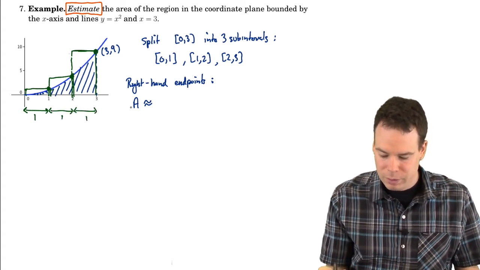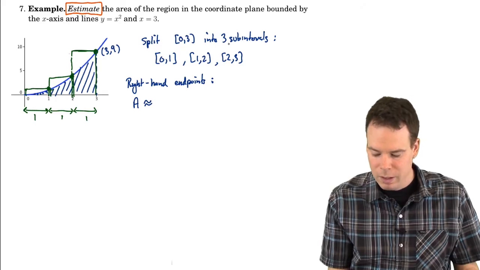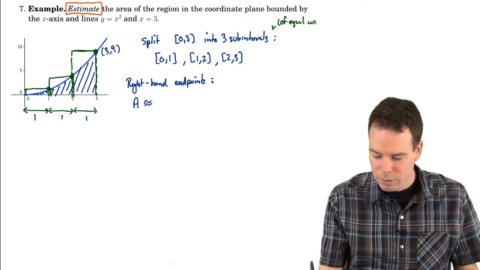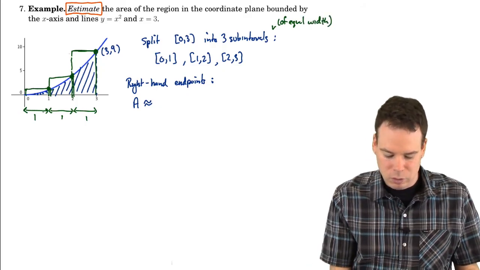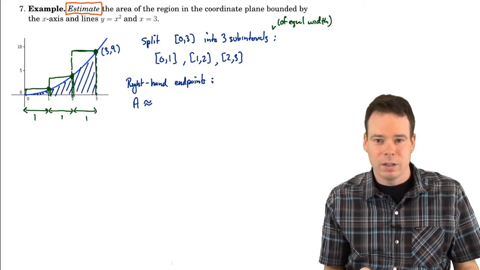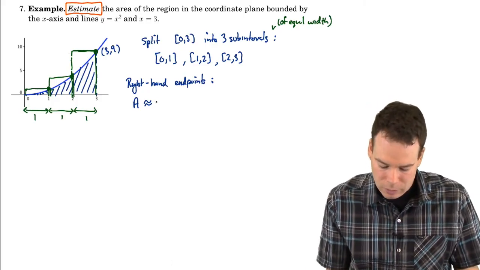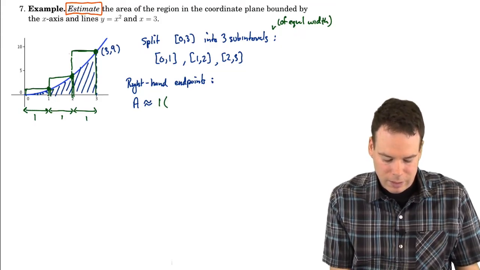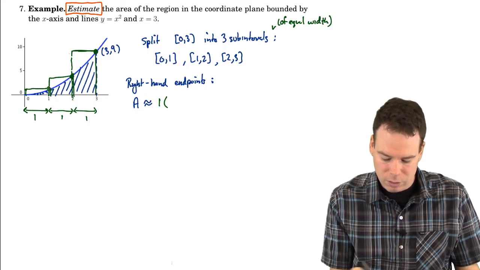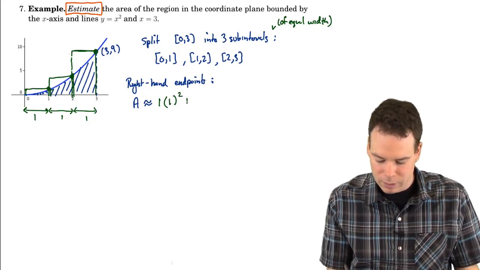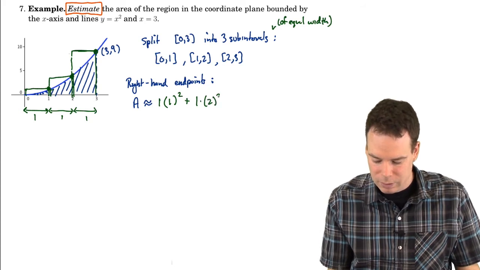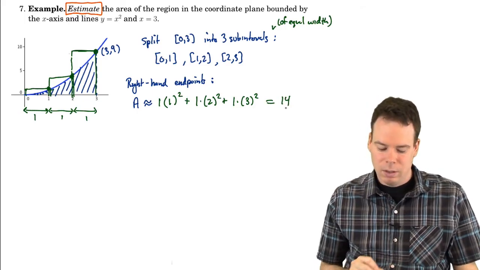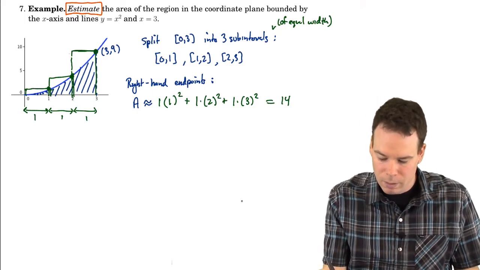I've split that interval of length 3 up into 3 subintervals, and I probably should have said of equal width, just to be clear. That's why I can assume that they're all of width 1, because I've taken an interval of length 3 and split it up into 3 equal width intervals. Now each one of them has a base of 1. What's the height of the first rectangle? Well, it'll be the right-hand endpoint, which is x value 1. Plug it into the function, that's 1 squared. So that's the height of the first rectangle. Base of the second times the height of the second, plus base of the third times height of the third. We get our value of 14. So that's the area of those three rectangles added up.